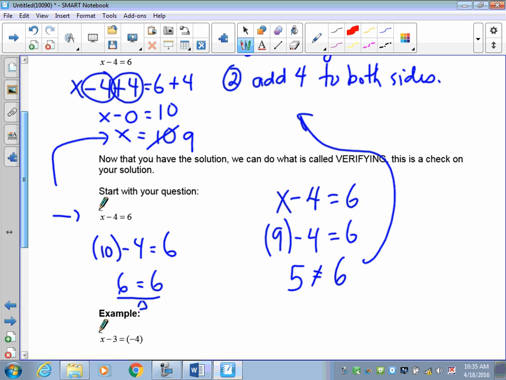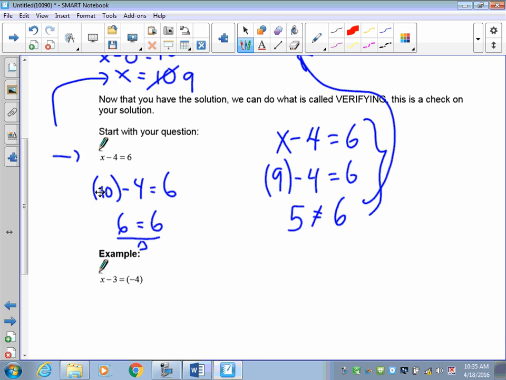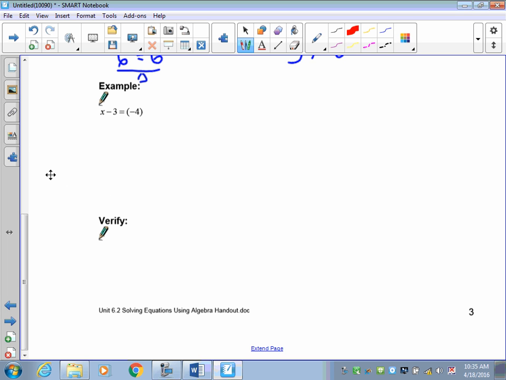If you have enough time on tests and quizzes, you can verify every one of your solutions, and you should be able to, assuming you do it honestly, figure out whether or not you actually have the correct answer or not. You can really mark your own test.